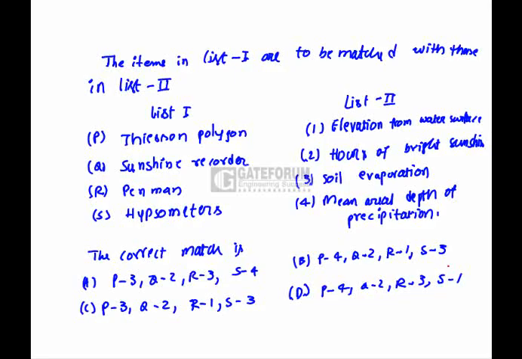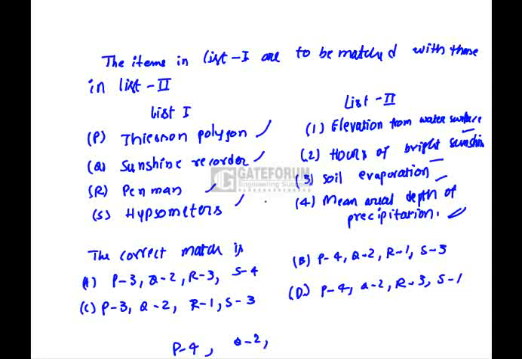In this question, we have to match list 1 with list 2. List 1 gives polygon, sunshine recorder, Penman, hypsometer. All these are used to calculate certain things. In list 2 it is given as elevation from water surface, hours of bright sunshine, soil evaporation, mean areal depth of precipitation. The polygon, we use it to calculate the mean areal depth of precipitation. So P has to match with 4, and sunshine recorder, as we know, gives hours of bright sunshine. Q has to match with 2.